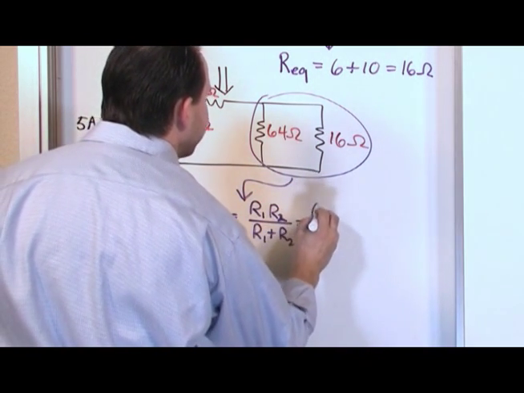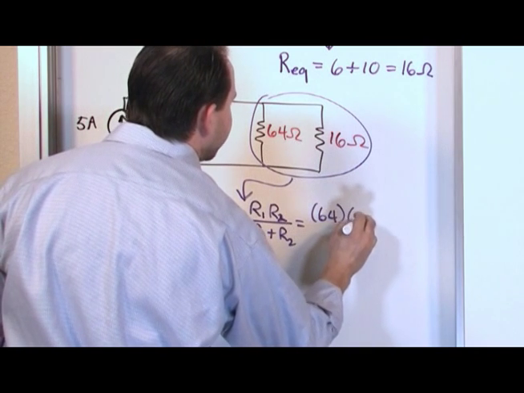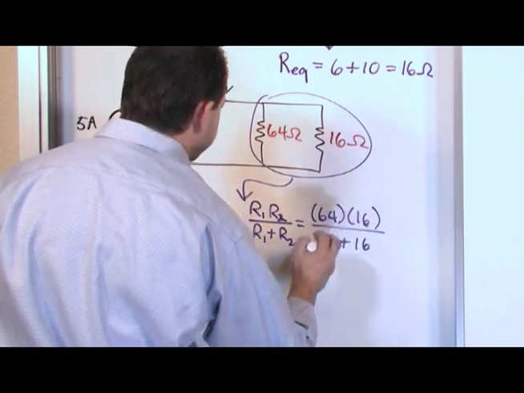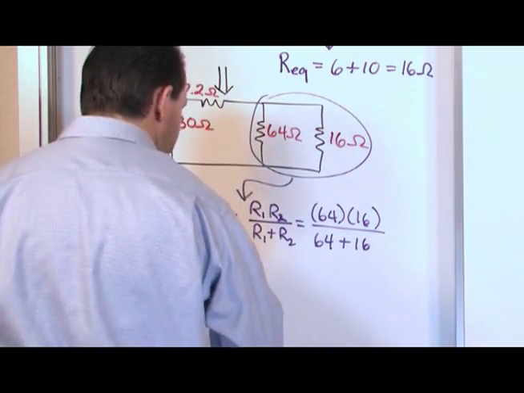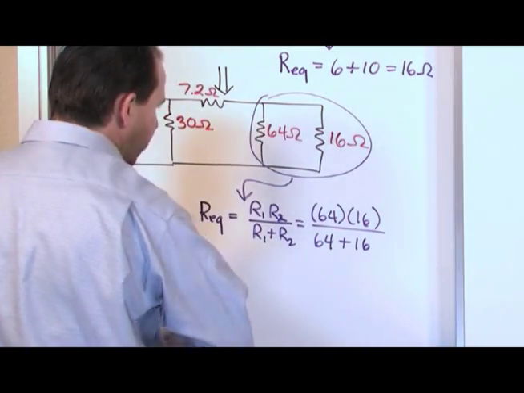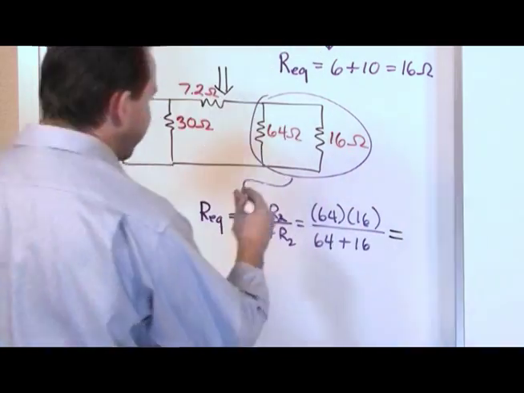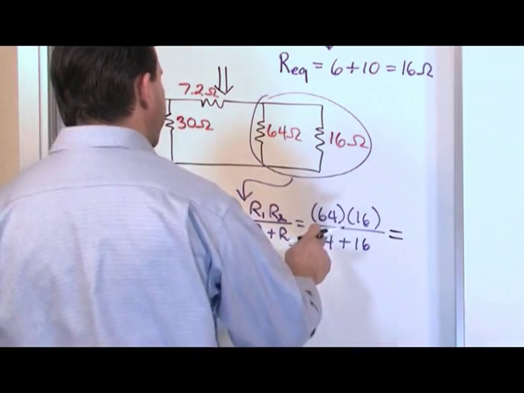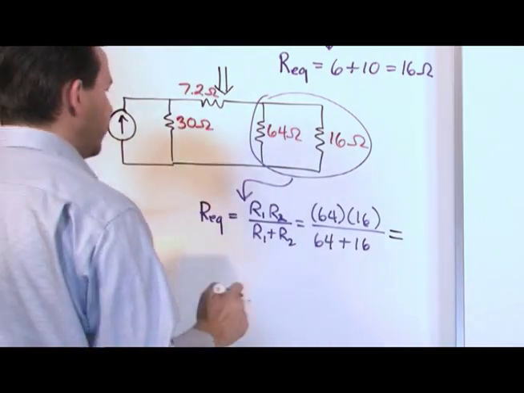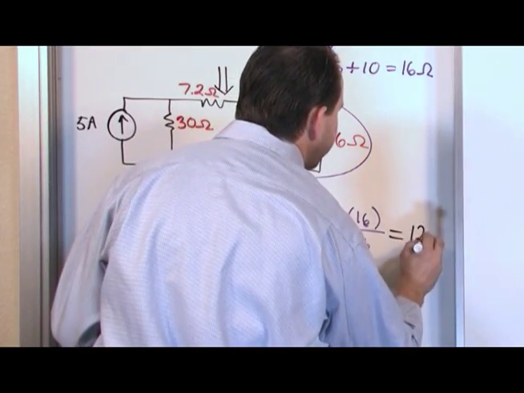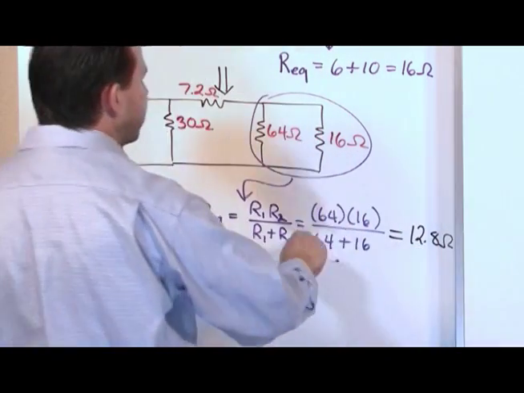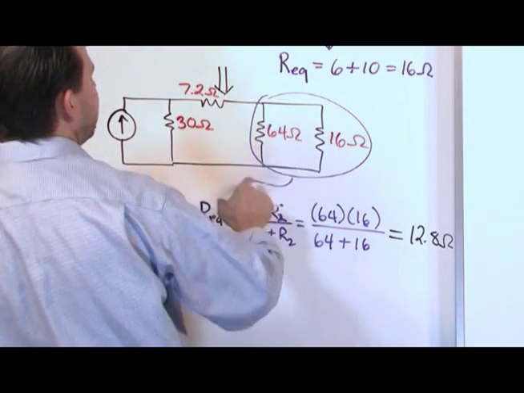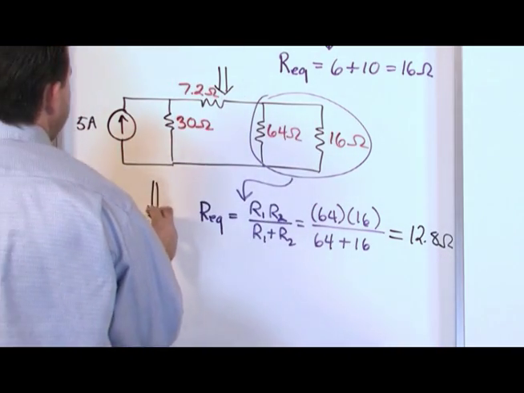In this case, it's simply 64 times 16 over 64 plus 16. All right? So when we do 64 times 16, then do the 64 plus 16 on the bottom, we're going to get 12.8. I trust that you can do this simple calculation. You do the top and the bottom, and then you divide, you get 12.8 ohms, and that's what this is equal to. So again, we redraw the circuit.